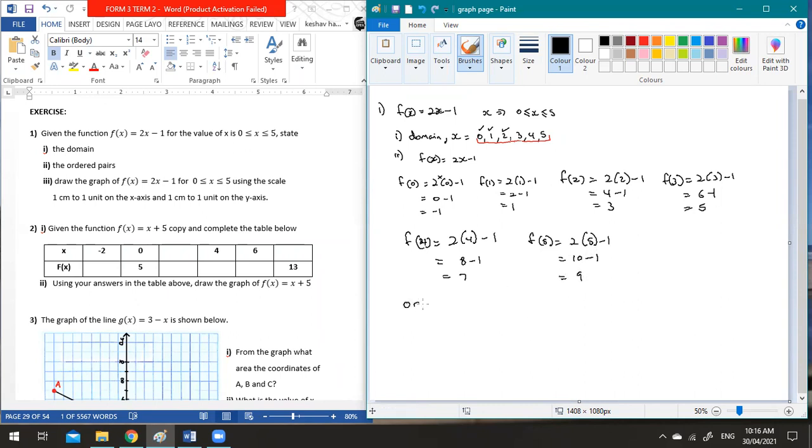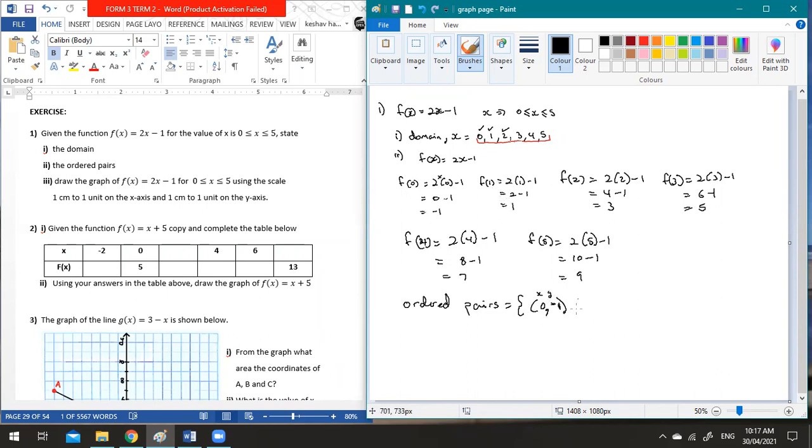So the ordered pairs now, right? Remember, sets bracket, right? So whatever we substitute is the first number, so the 0. And the answer you get will be the second number in the ordered pairs, right? So this will be x and y values.